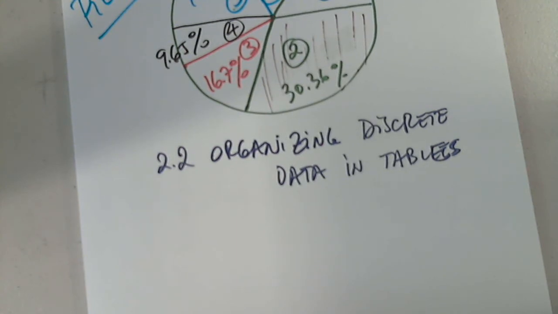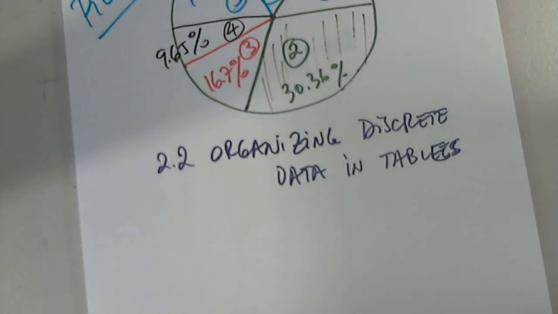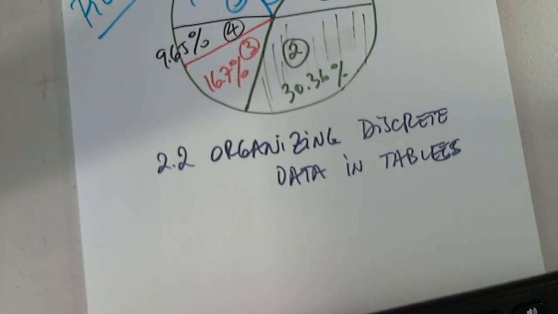So 5, 4, 6, where am I? 2, 9, 7, 5. Make sure you have 40, and let me know. So first we want to construct a frequency and a relative frequency distribution.